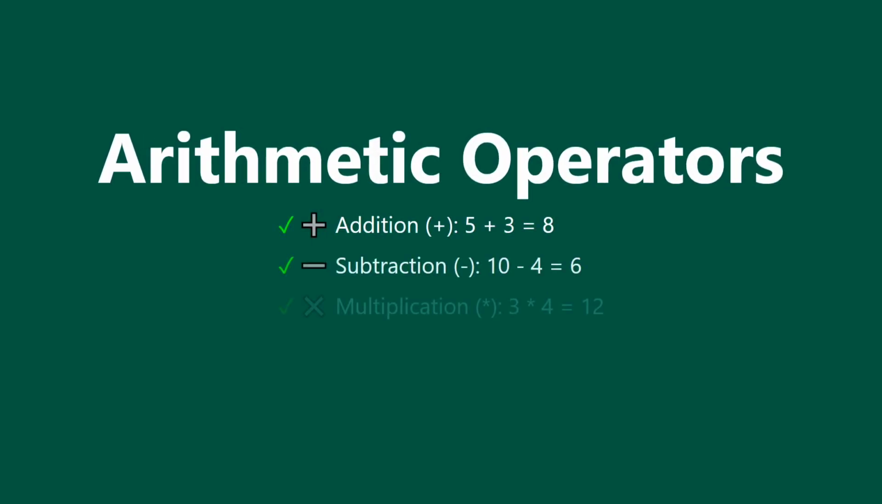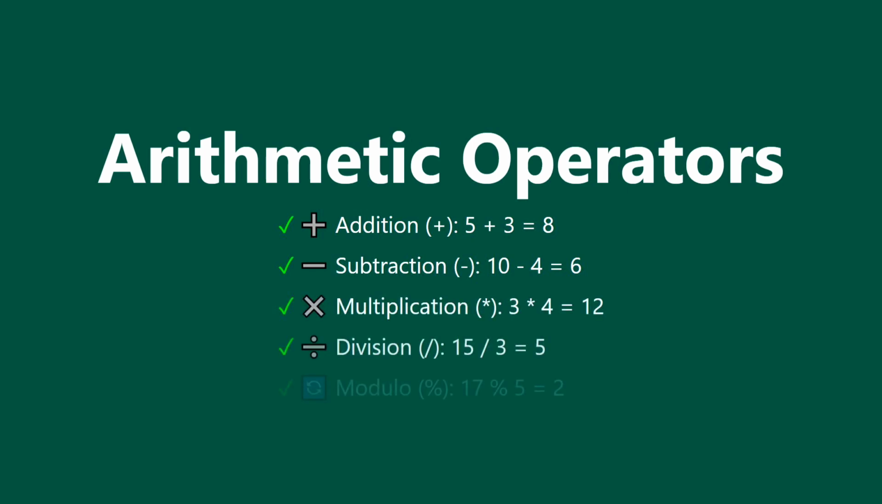Addition, subtraction, multiplication, and division work just as you would expect from basic math. The plus sign adds the values, minus subtracts them, asterisk multiplies, and forward slash divides. The modulus operator, represented by the percentage sign, gives the remainder after division.